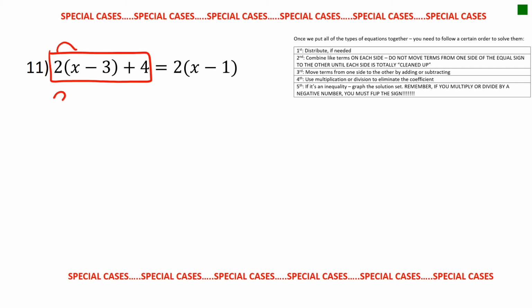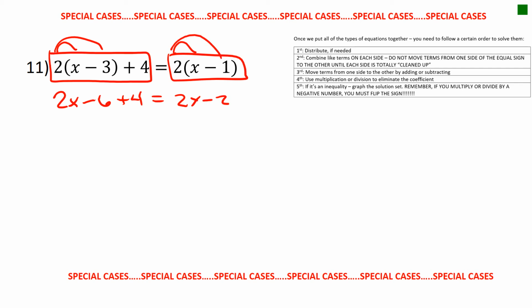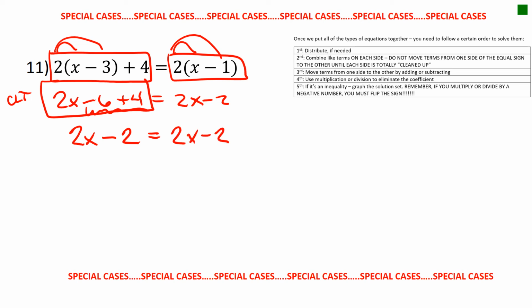I'm going to distribute 2x. 2 times -3 minus 6 plus 4. Over here, I'm going to distribute 2x minus 2. It's a horrible x. I hope you're a better writer than I am. This surface and I are not best of friends when it comes to my writing skills. What can I combine? This is combine like terms next, right? So 2x, -6 plus 4 is -2, equals 2x minus 2.